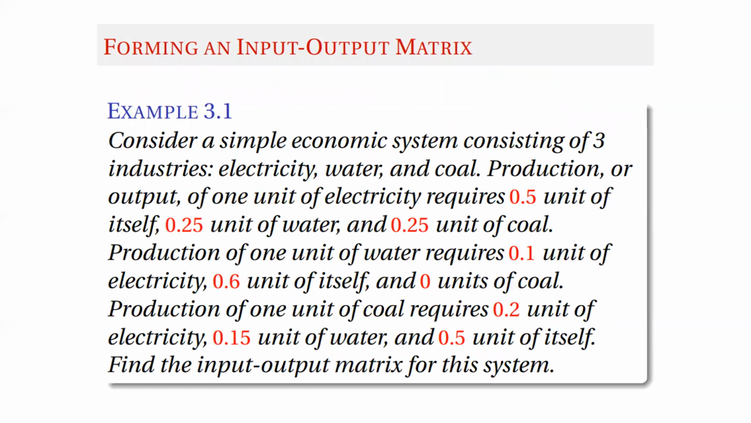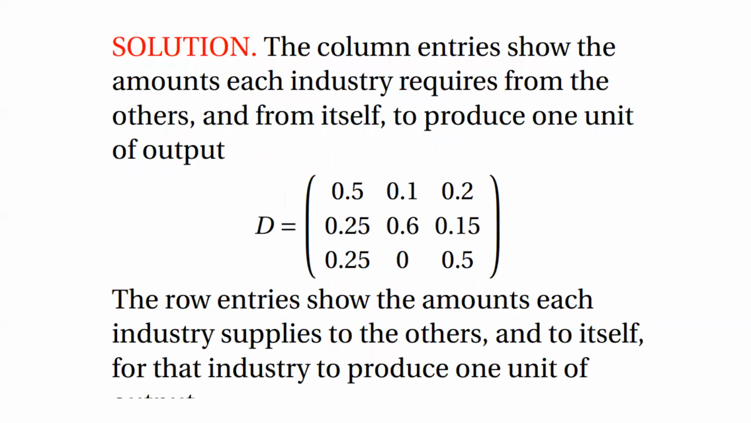So in Example 3.1, we consider a simple economic system like the following one, and we need to find the input-output matrix for this system. So how do we do it? The column entries show the amount of each industry's output required from the others and from itself to produce 1 unit of output, as the matrix needs. The row entries show the amount each industry supplies to the others and to itself.